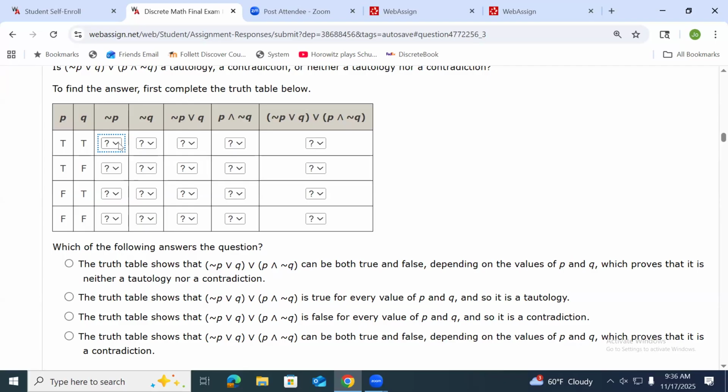So first group, Zoe and Ignacio. What is the first column supposed to be? It says not P. So talk together and figure out what is not P for those, and then tell me those 4 answers. Alright.